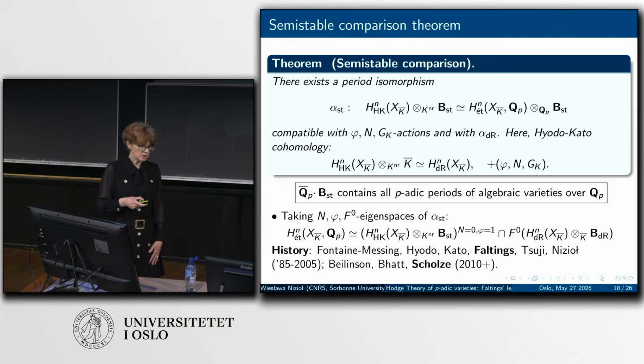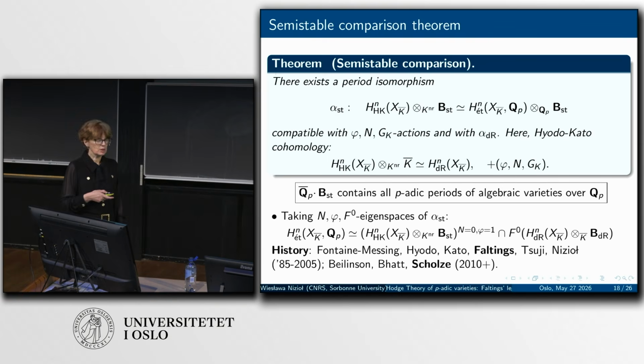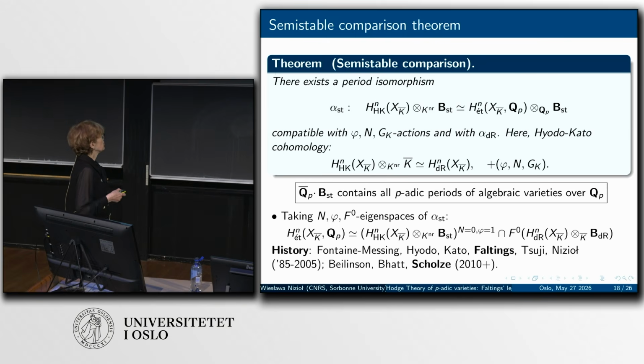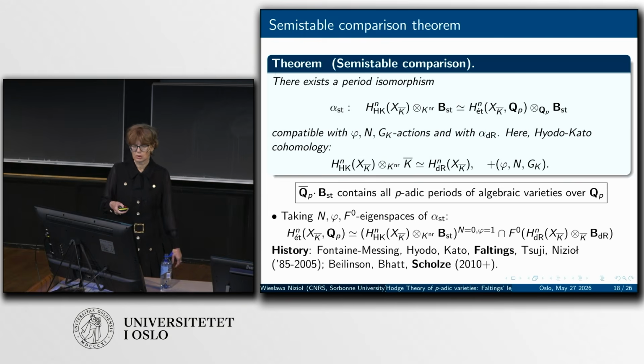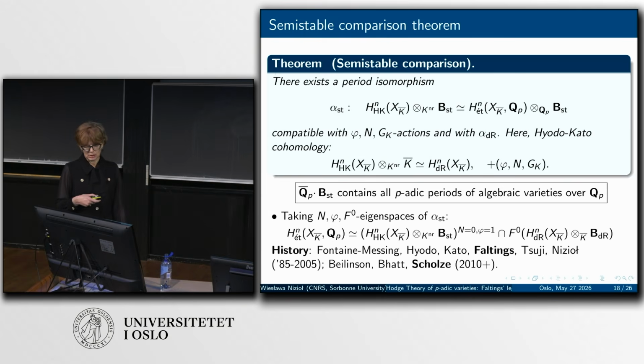Faltings developed the theory I mentioned of almost étale extensions, a very powerful theory. He was the first one who proved a general form of the comparison theorem for good reduction varieties, which we called crystalline comparison. And Scholze continued with Faltings' approach and was able to prove a general form of something called almost purity, and that allowed him to push much farther the analysis of p-adic geometry as started by Faltings.